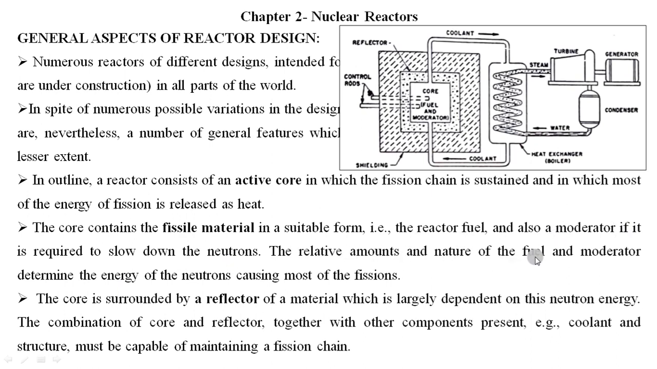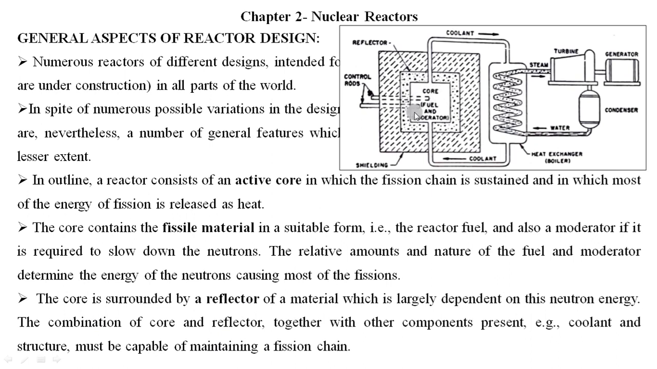The relative amounts and the nature of fuel and moderator determine the energy of the neutrons causing most of the fission. So these things, the amount and nature of fuel and moderator, determine the energy of the neutrons, whether they are slow, fast or intermediate. The core is surrounded by a reflector.